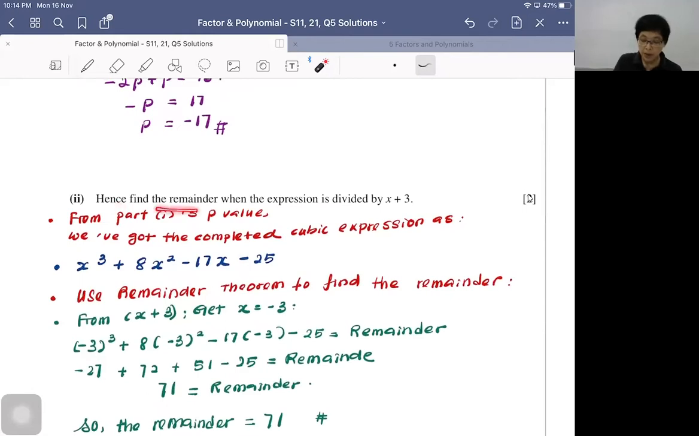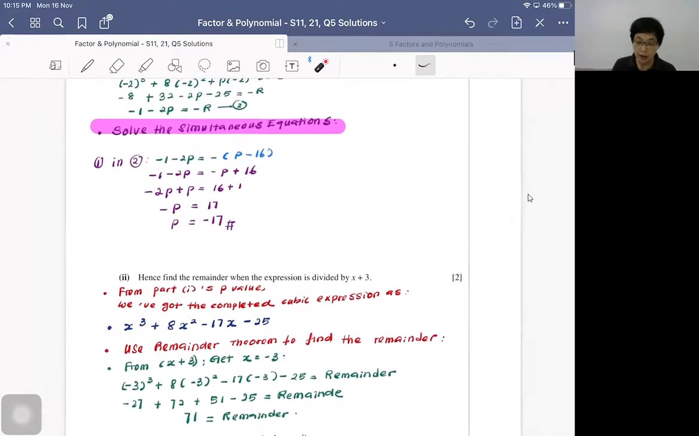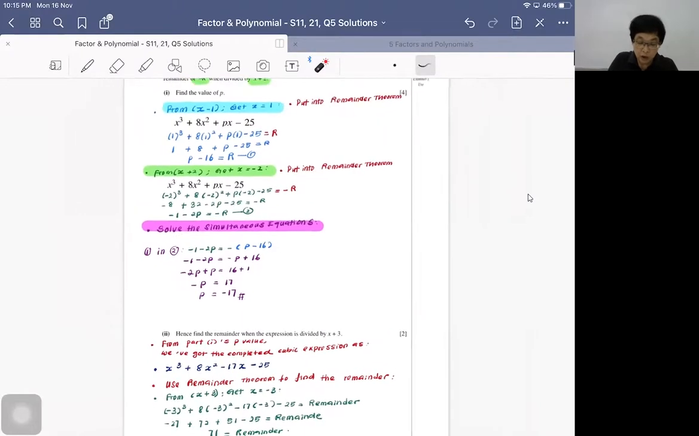Hence, find the remainder when the expression is divided by x plus 3. Now, of course, as usual, the word "hence" is telling us to use your answers from the previous section to proceed with the current section. Therefore, as I have noted here from part 1, we have obtained the p-value, and we're going to use this p-value and substitute it into the equation that they have assigned to us.